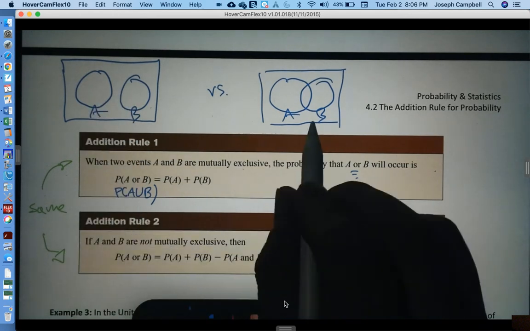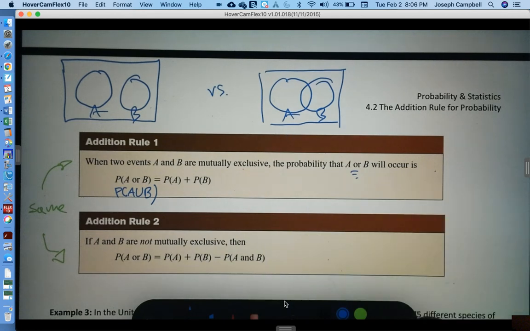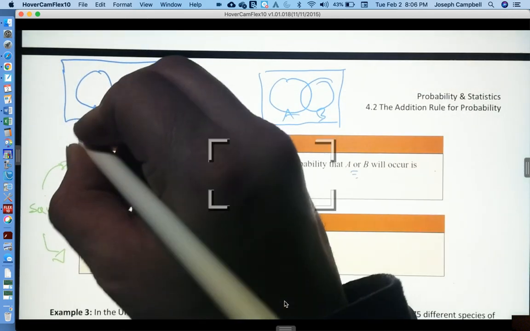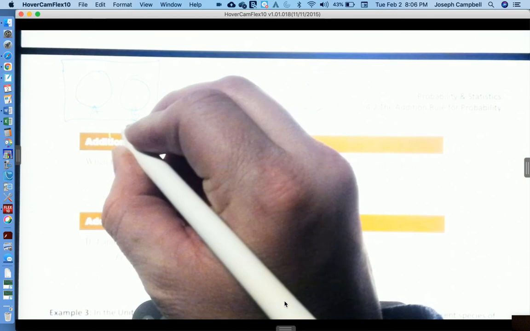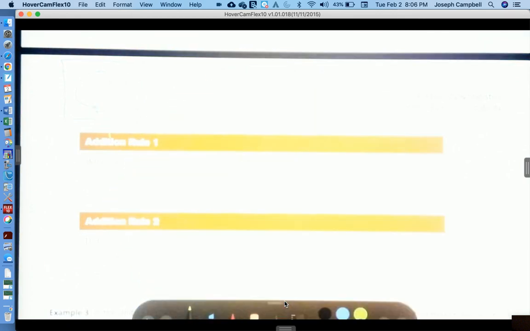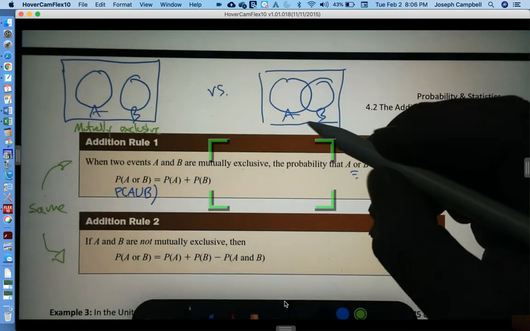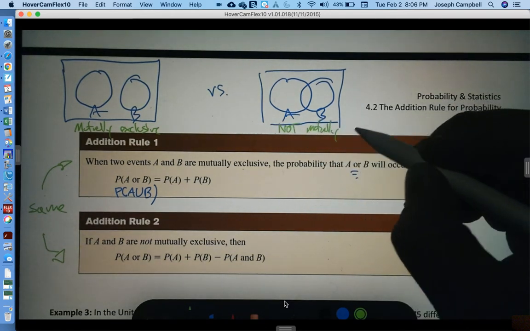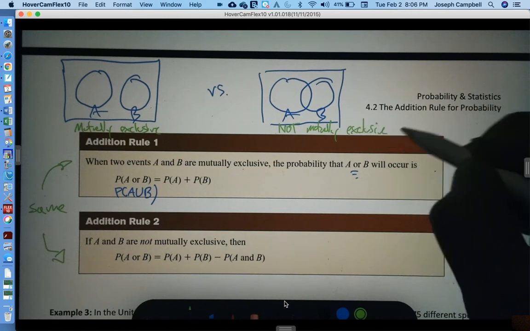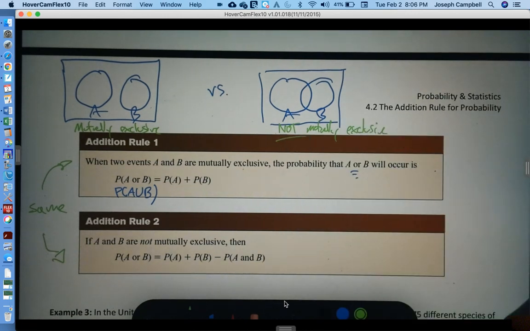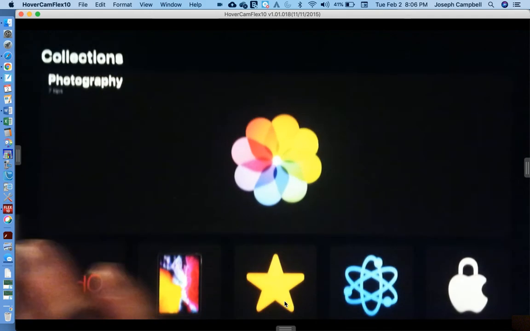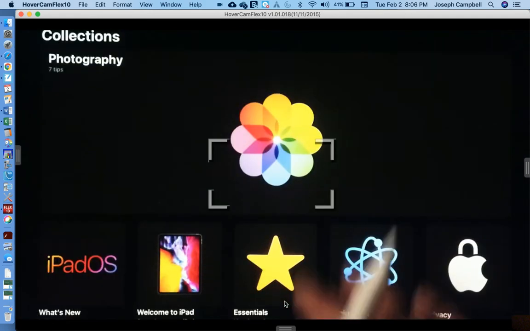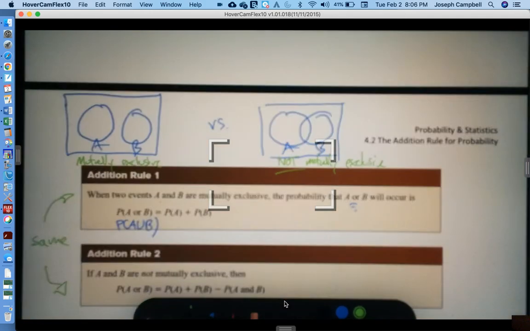So if they were not mutually exclusive, like we have on the right, maybe we should just state that. This is mutually exclusive, and this is not mutually exclusive. So if they're not mutually exclusive, what we have to do is take A or B. Oops, I don't know why it gets so bright there. What happened there? Go back. I don't know how I did that.